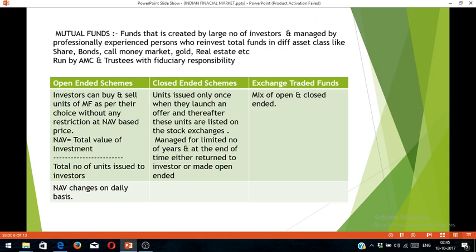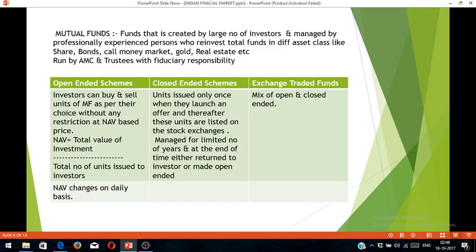Then your invested amount is managed by some professionally experienced person, and there is a time limit: you are investing for 1 year, 2 years, 3 years, 5 years, whatever it is. You cannot withdraw that fund before the maturity time. Like a fixed deposit, suppose today you are investing for 5 years. If you are in need of money after 2 years or even after 2 months, you can withdraw that fund. But if you have invested in closed-ended mutual funds, then you cannot withdraw those funds before the maturity period. That is the only demerit of the closed-ended scheme.